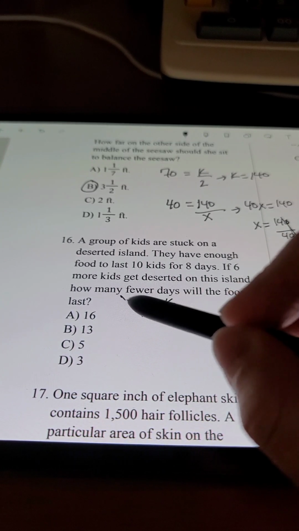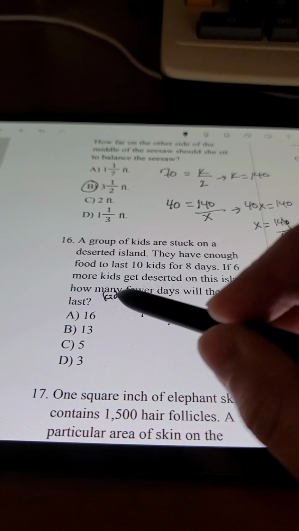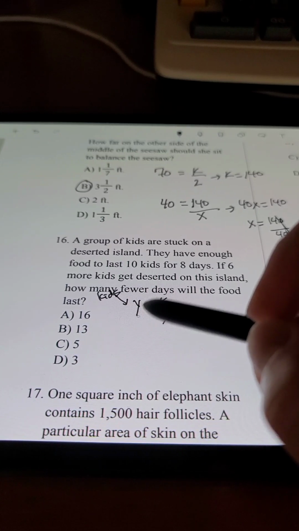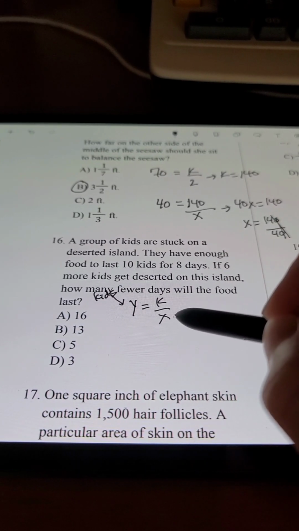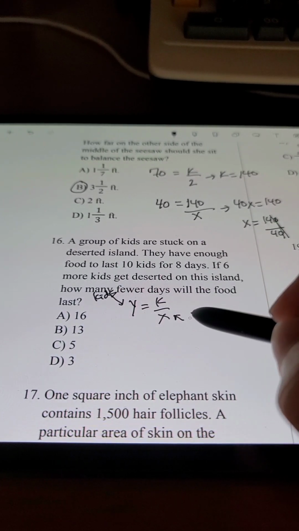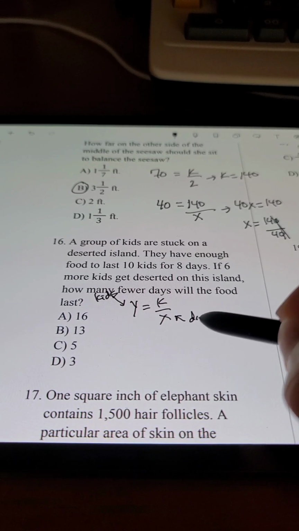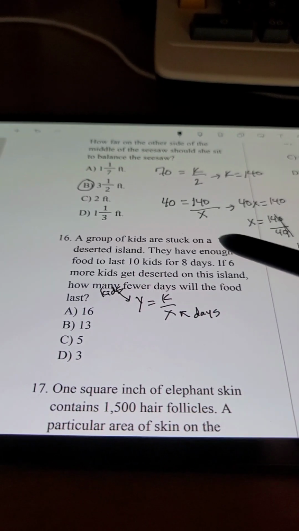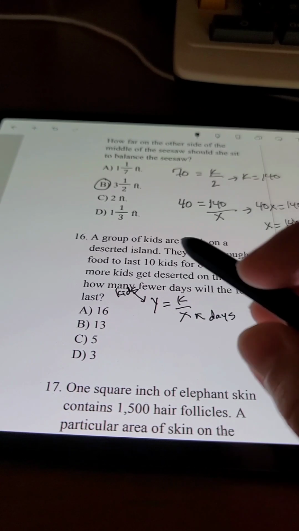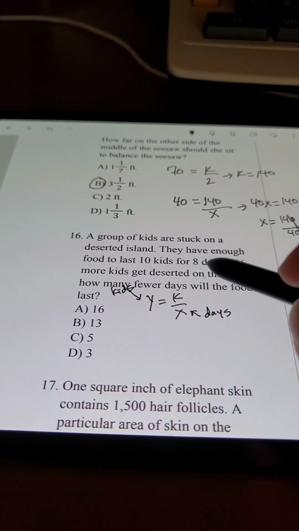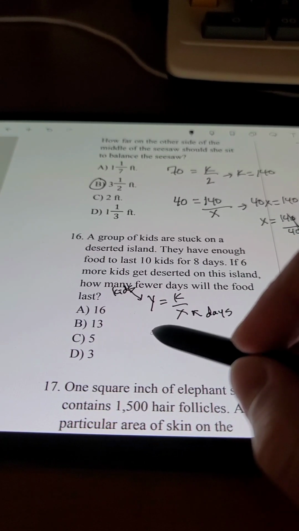So I'm going to say that this is, you could do it the other way. Like you could say x is kids and y is days as long as you're consistent. I'm just choosing to do it this way. So I'm going to say y is kids and x is days. So they have enough food to last the 10 kids for 8 days.